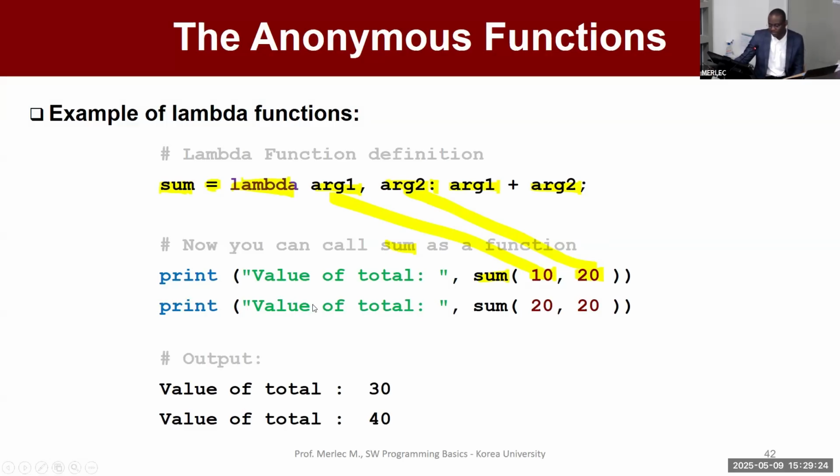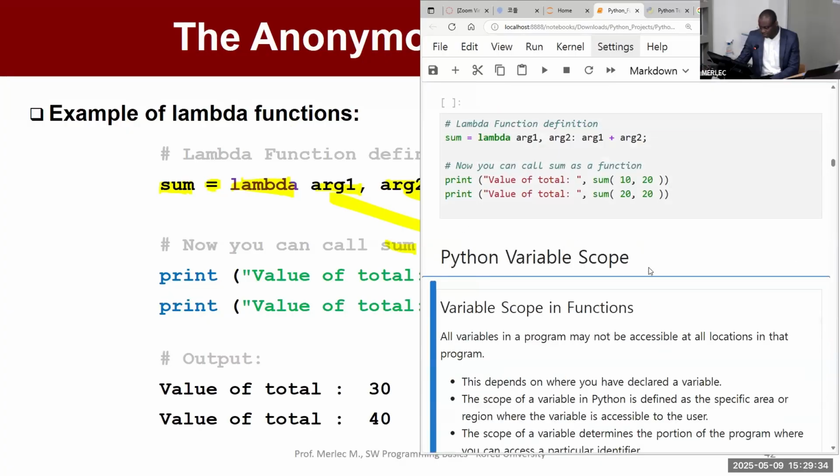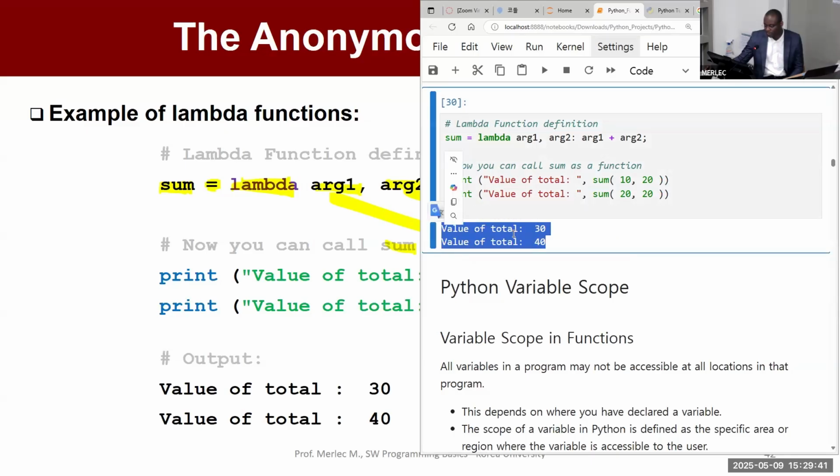And then the second line sends the values 20 and 20 for argument 1 and argument 2. So the second print will print the value of total. When we check the execution of this logic, you will see here when I run, you have the expected outputs, which are value of total 30, value of total 40. So this is a particular case of a function which is possible in the Python programming language.